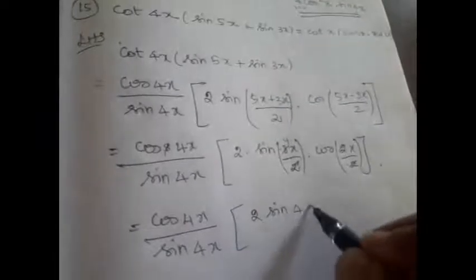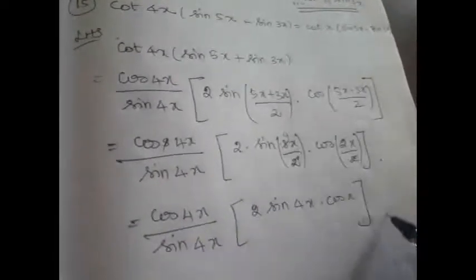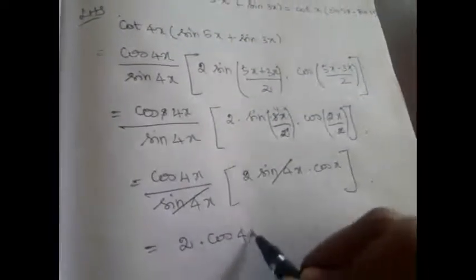So this will become cos 4x divided by sin 4x, 2 sin 4x into cos x. See, this sin 4x and this sin 4x we can cancel, because again everything is in product. So which is equal to 2 cos 4x into cos x, right? Further we cannot solve this, and further we cannot try to bring it into the form of cot, it will be tedious.